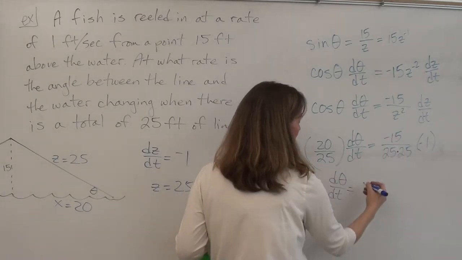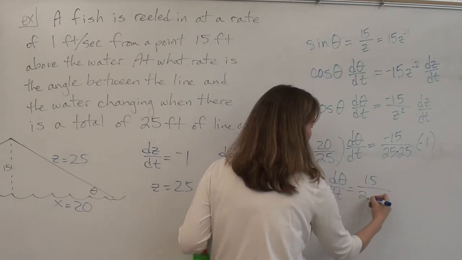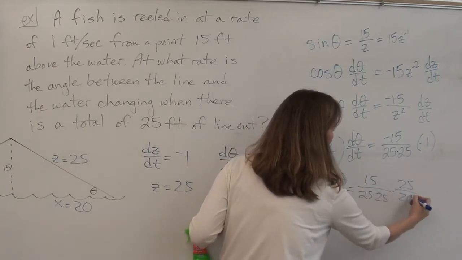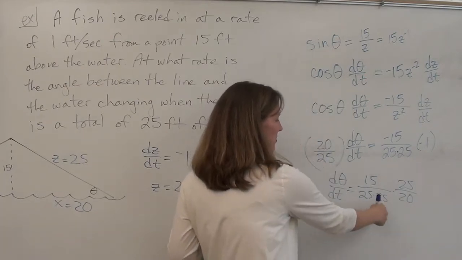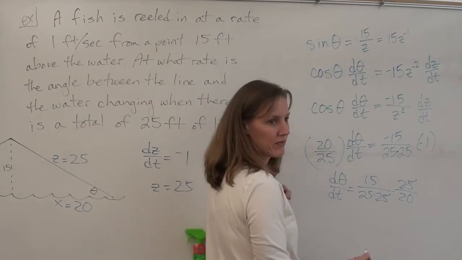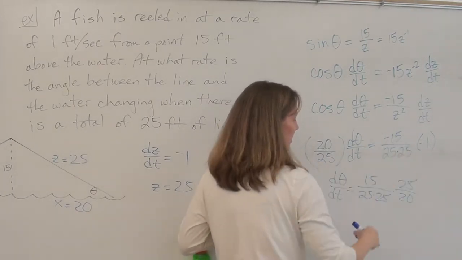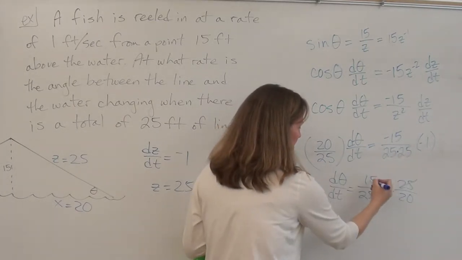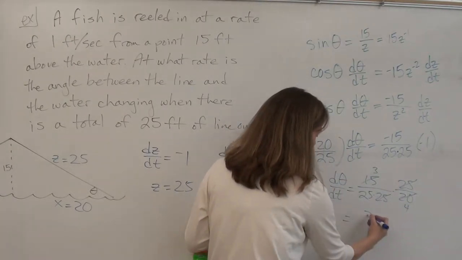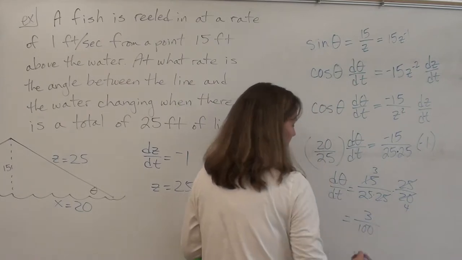So now we get a positive 15 over 25 times 25 times 25 over 20. The reason I keep it separated is that a lot of times things cancel nicely. And then here we can cancel a 5, we can cancel a 5, and we're left with 3 over 100.